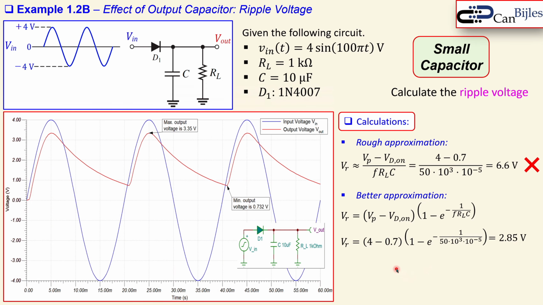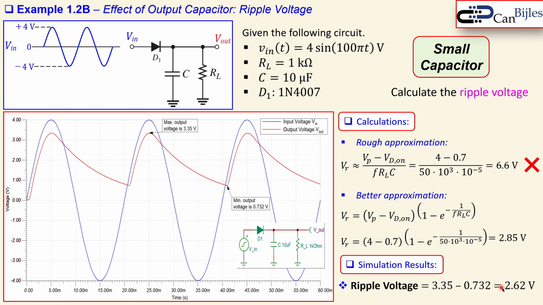Now look at the simulator. You can see this is definitely not a linear decrease. It is kind of an exponential decay. The red one is again the output. You can see the maximum output is 3.35 and the minimum is 0.732, so 732 millivolts. If I do maximum minus minimum for the output, I get 2.62 volts. This value is much closer to the value we calculated from the better approximation using the exponential formula. So the rough approximation is again definitely not correct here.